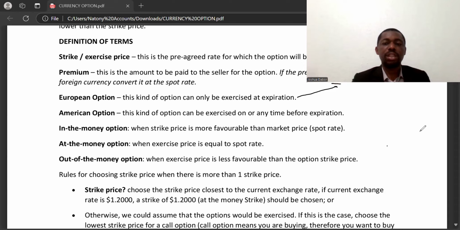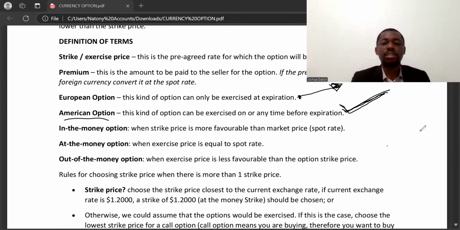When I did the definition, I said the holder has the rights, not the obligation, to buy or sell a given quantity of currency on or before expiration. But for the European option, you cannot exercise the rights before expiration. It has to be what? On expiration. So you can't close out the contract before expiration. American option. This kind of option can be exercised on or any time before expiration. So basically in your exam, you'll be dealing with the American option in your strategic financial management examination.